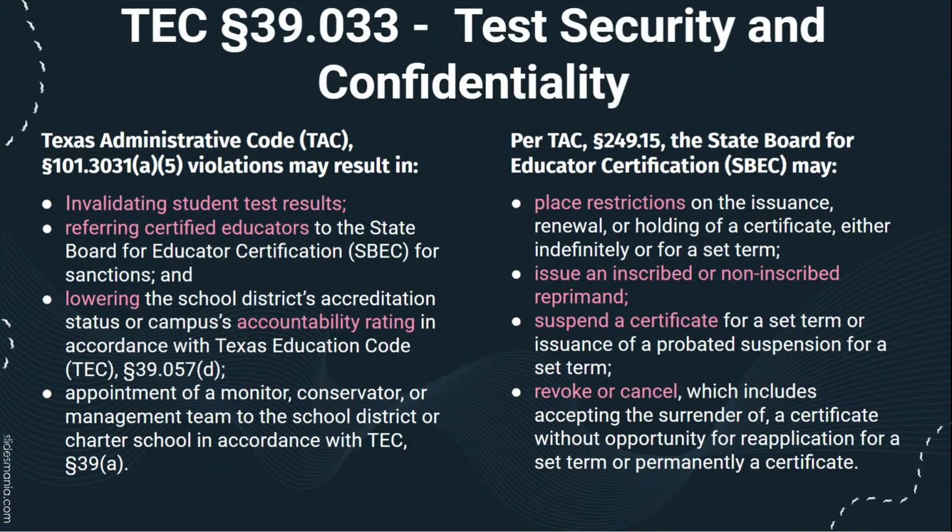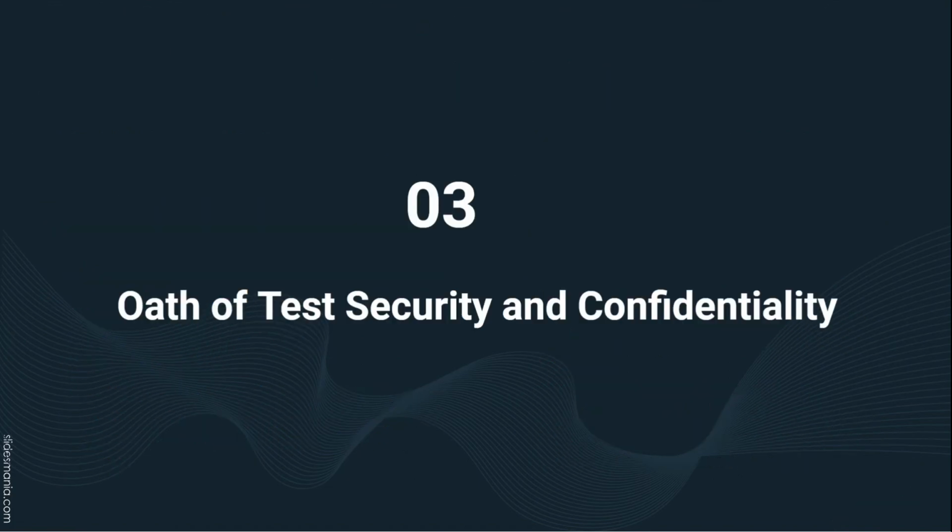For certified staff, Chapter 39 of the Texas Administrative Code states that a serious irregularity could result in the invalidation of a student's results, the educator being referred to the State Board for Educator Certification, or SBEC, or the lowering of an accountability rating. For non-certified staff, they would be referred to Human Resources for appropriate action. Because our district takes test security seriously and works as a team to train and follow all procedures, we reduce the risk of serious testing irregularities.